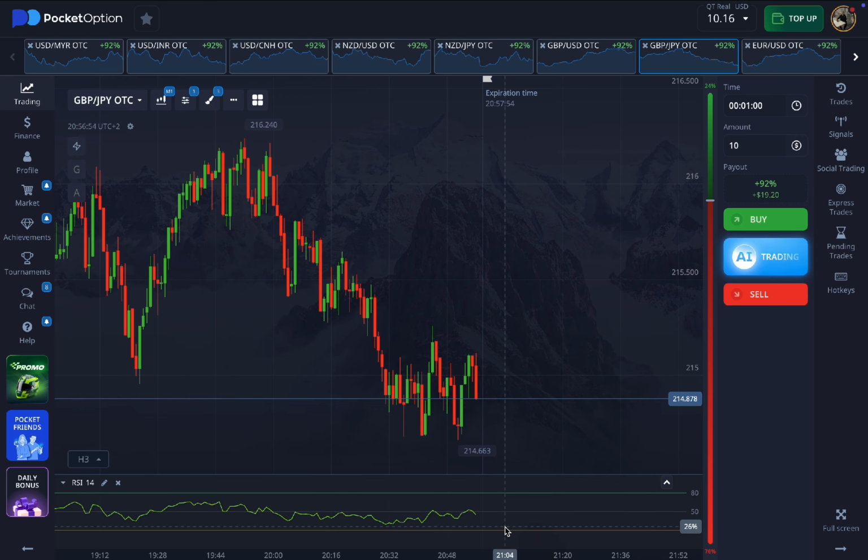We see that the price has almost reached deep into the oversold zone, and I definitely think we can open our next trade for an increase right here.